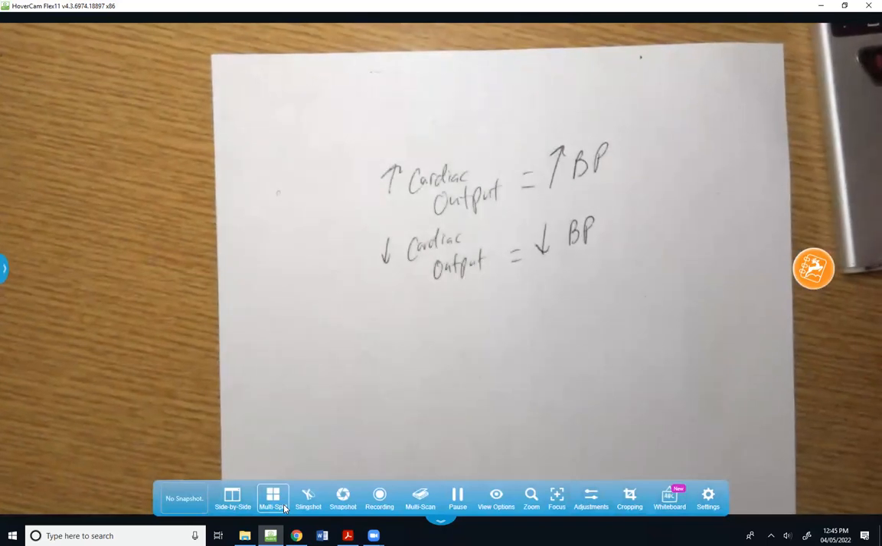Now, remember from our last lecture, which you guys just had a test on, the two factors that affect cardiac output are heart rate and stroke volume. So if you alter your heart rate, you alter your stroke volume, those would influence your blood pressure.